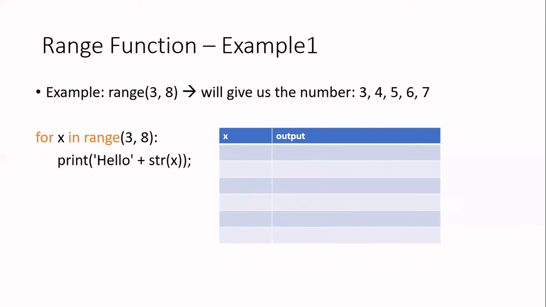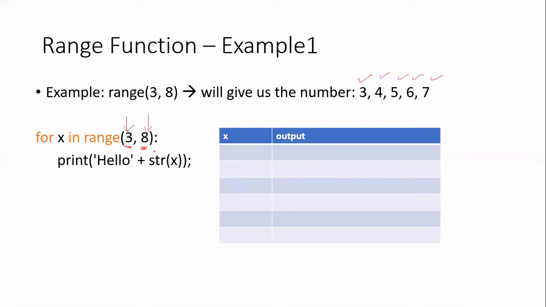Let's look at another example. It's similar to the previous one, except this time round we have for x in range 3, and the second parameter is 8. So we're starting at 3, and we're stopping not at 8, but at 7. So this loop is going to execute when x is 3, 4, 5, 6, and 7. And each time it's going to print hello and the value x. So immediately we know what the output is going to be.